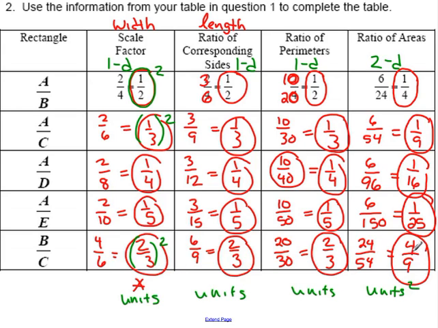There's the relationship from the scale factor. The ratio of the corresponding side lengths is going to be the same. From the scale factor to the ratio of perimeters, they're going to be the same. From the scale factor, you need to square it in order to get the ratio of areas. That's how they all relate.